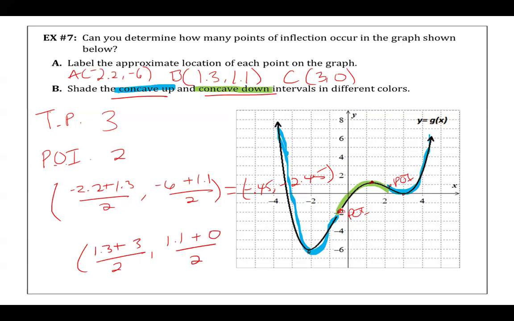It is. All right, where's our second POI? 2.15 and then 0.55. Okay. So how do we feel about finding things? Awesome sauce? Fine? Doable?